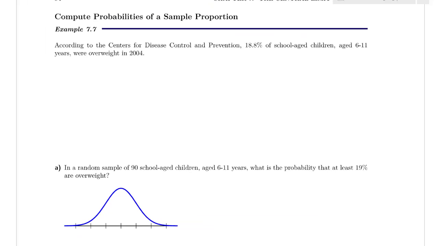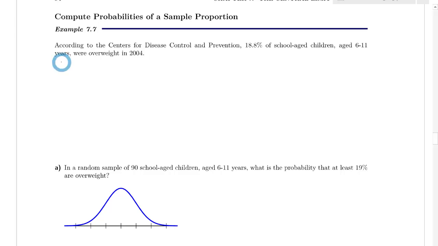Okay, so let's continue with sampling distributions with sample proportions and do an example. According to the Centers for Disease Control and Prevention, 18.8% of school-aged children aged 6 to 11 years were overweight in 2004. Notice it didn't give us anything. It didn't tell us the population is normal. It didn't tell us anything, right? So we have to go ahead and do those preliminaries, part 1 and part 2.